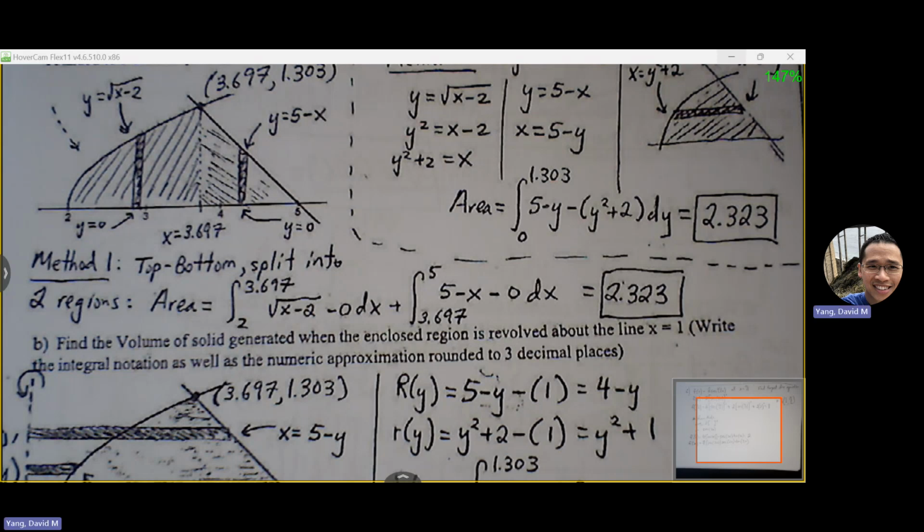Okay, so the intersection between the two graphs, the x value is 3.697 and 1.303. That 1.303 is not needed for top minus bottom, but it will come in handy when we do right minus left. So we have two separate integrals that we want to create.